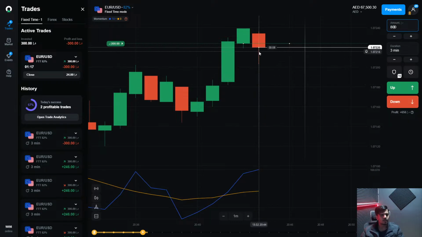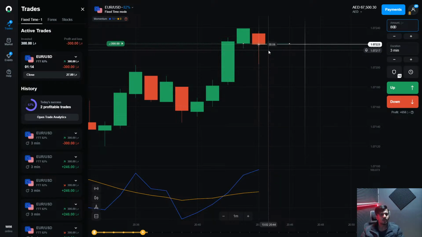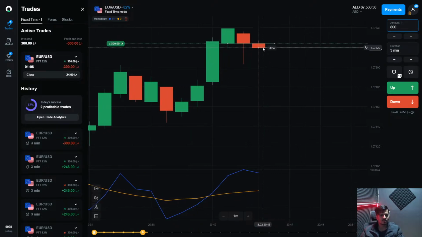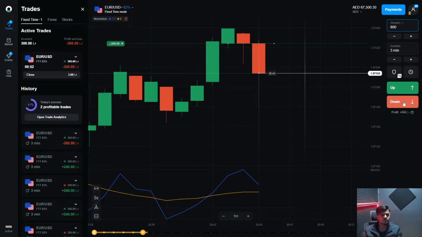10, 9, 8, 7, 6, 5, 4, 3, 2, 1. Now only 1 minute and 9 seconds remaining. And it is trying to move upward. 1 minute left, guys. Oh, it came too far downward and it doesn't seem like it will move upward again, it's already gone too far in the downward direction, guys. See.